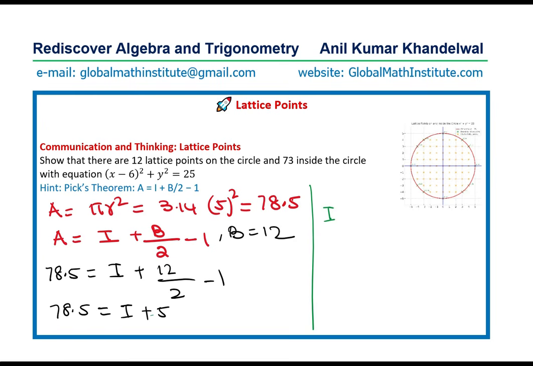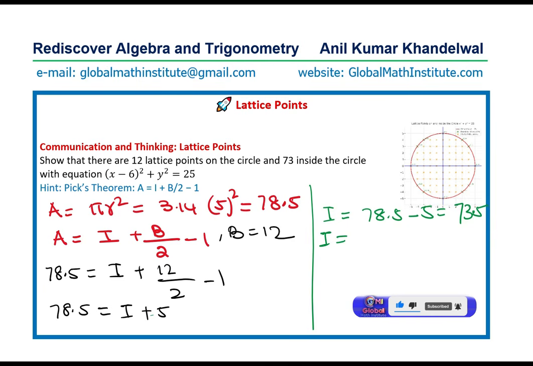Therefore we can now calculate the inside points as 78.5 minus 5, which is 73.5. The integer value is, of course, 73. So inside points are 73 within the circle. That's how you need to calculate.